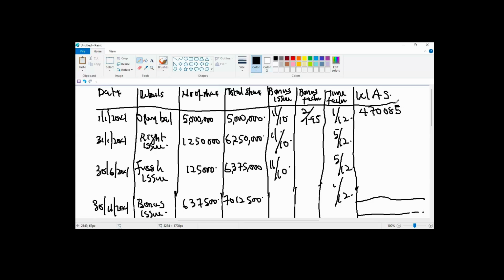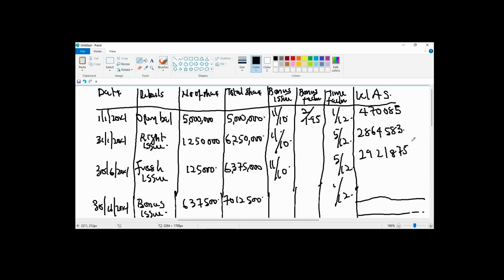Next. 2864583. Divided by 12 times 11. 2921875. 701,500 divided by 12. 584375.